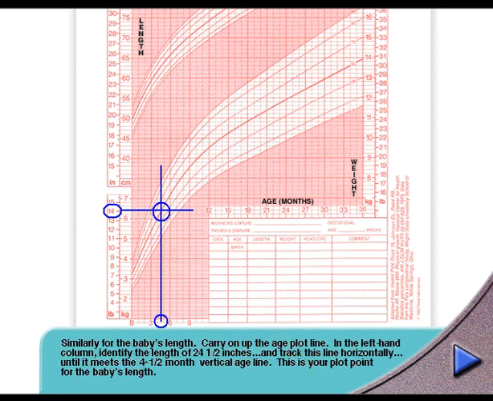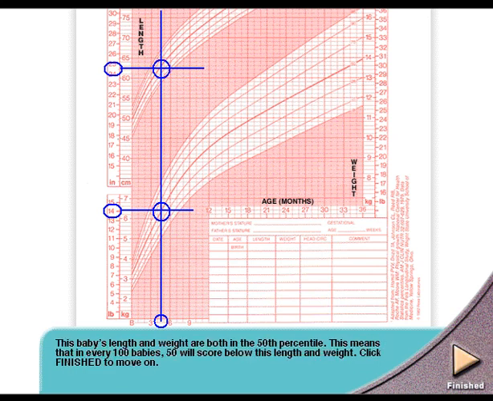Similarly, for the baby's length. Carry on up the age plot line. In the left-hand column, identify the length of 24.5 inches and track this line horizontally until it meets the 4.5-month vertical age line. This is your plot point for the baby's length.